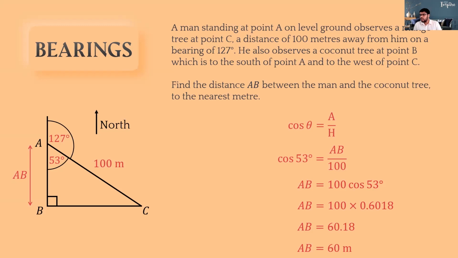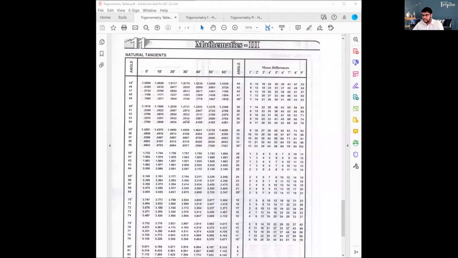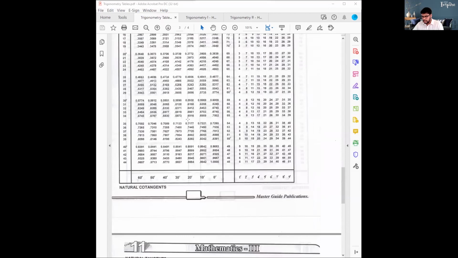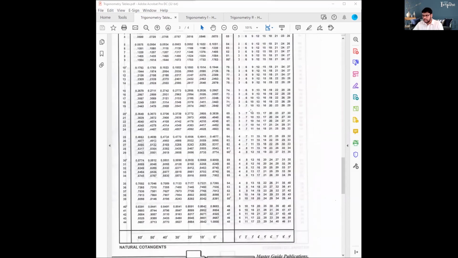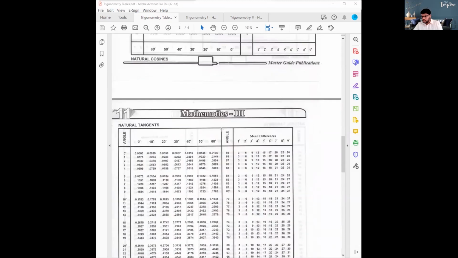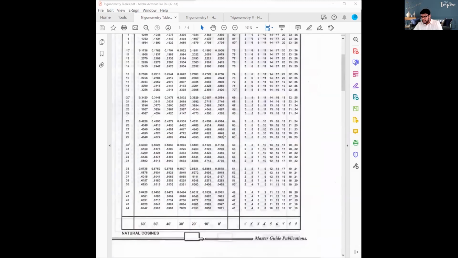Sir, can you please tell me how we can find cos 53? Okay, that's a good question. We find cos 53 from the table. Let's go to the table and show everyone how to find cos 53. So in the table, let's find cos 53. Is it here? No, my mistake. Over here. All right.